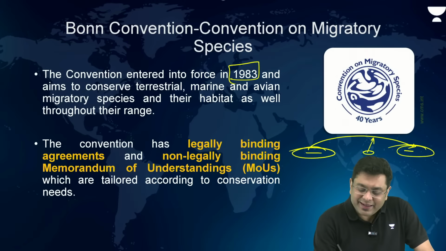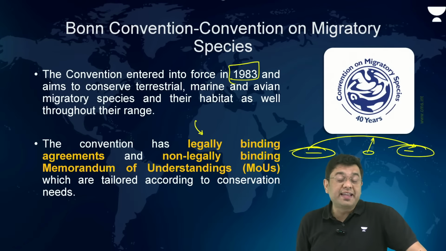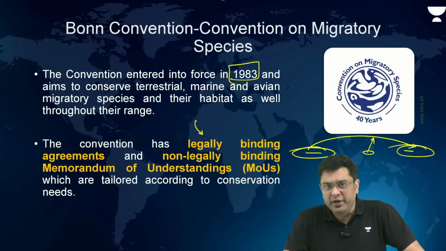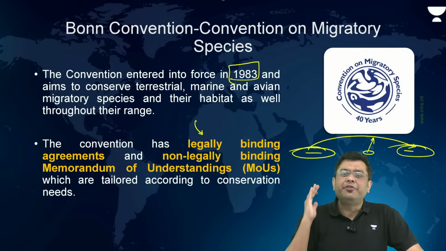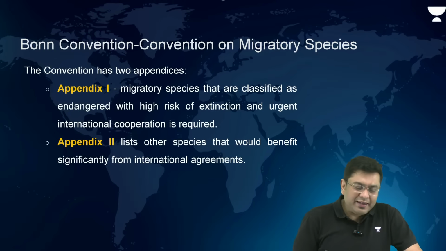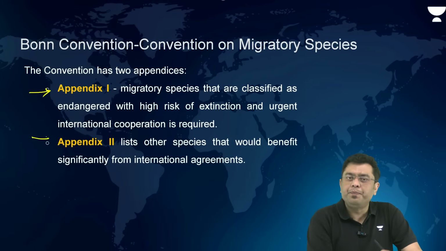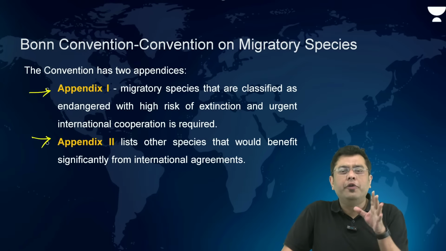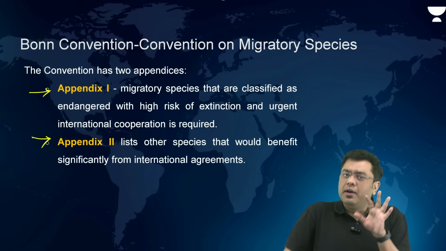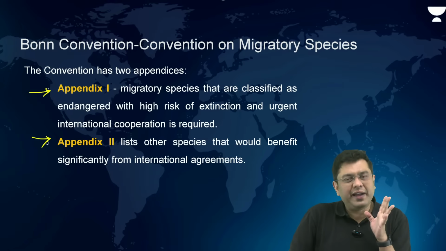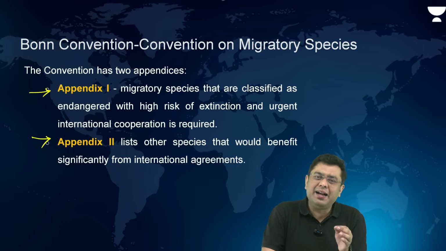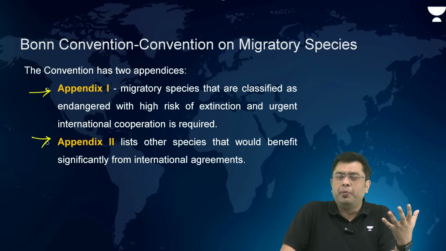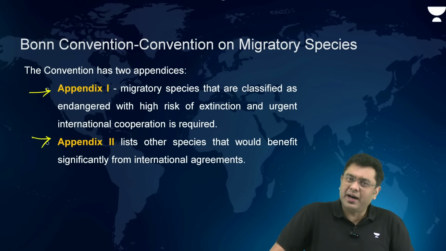Now, it has legally binding agreements which the countries can arrive at, as well as non-legally binding MOUs amongst the member countries. What it does, it divides the species in terms of appendices, that is Appendix 1 and Appendix 2. Appendix 1 includes those particular species which are in urgent requirement of conservation, who need to be conserved at any cost, otherwise they are at the threat of extinction. Appendix 2, on the other hand, lists those particular species which would be good for those species and their population if some or the other conservation practices are carried out.